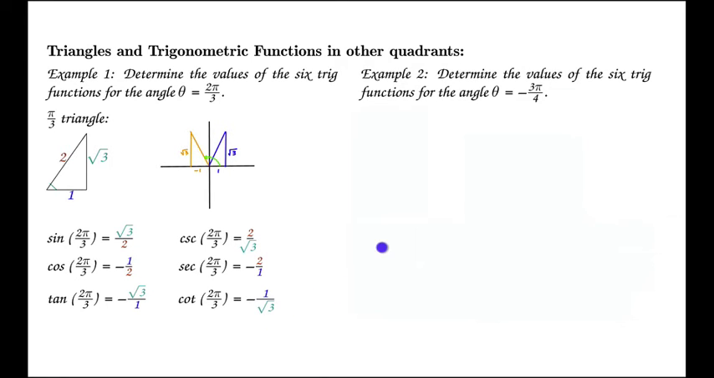For a second example, let's determine the value of the 6 trig functions at the angle theta equals minus 3 pi over 4. So here, again, we're not in the first quadrant, but we can see that our base angle is pi over 4, since this is a multiple of pi over 4. So here I've drawn our base triangle.